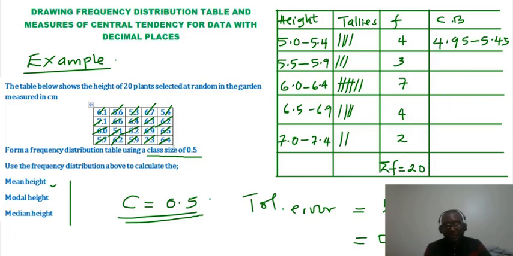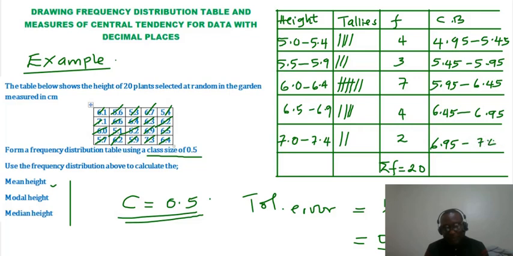We subtract 0.05 from the lower class limits and add 0.05 on the upper class limits as we have always done. I'm also going to link a video about class boundaries in the cards up here. So this will be 4.95 to 5.45, 5.45 to 5.95, 5.95 to 6.45, 6.45 to 6.95, 6.95 to 7.45. So those are our class boundaries.